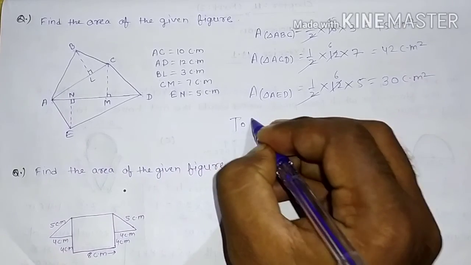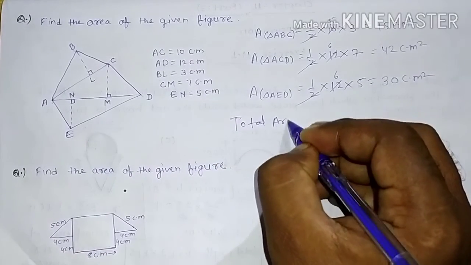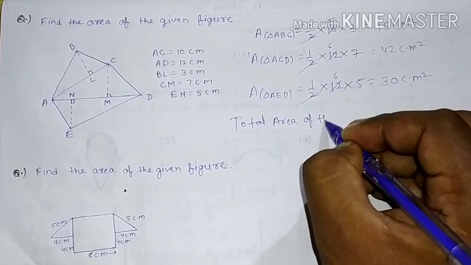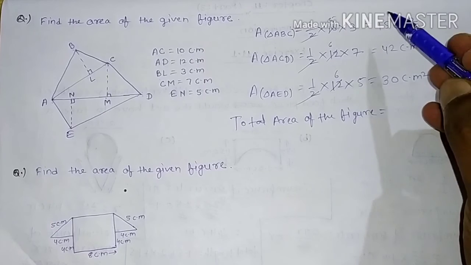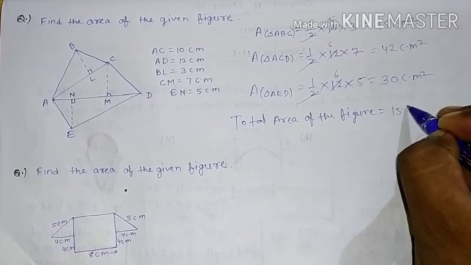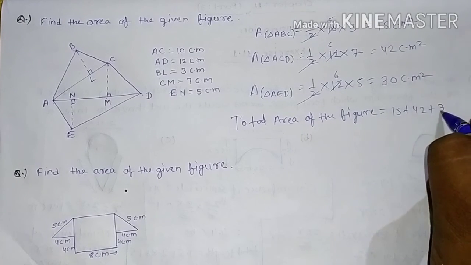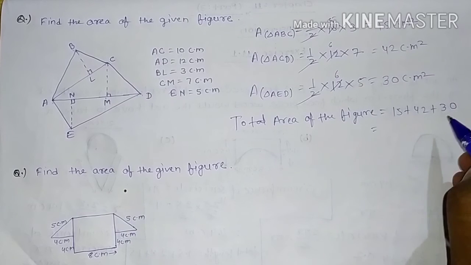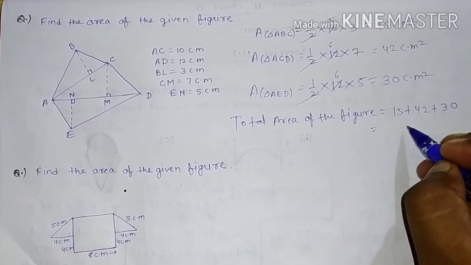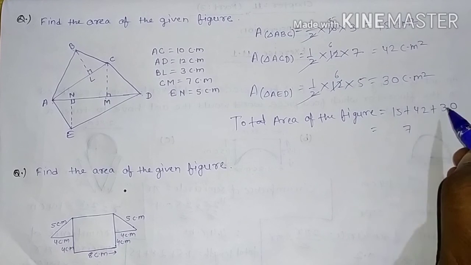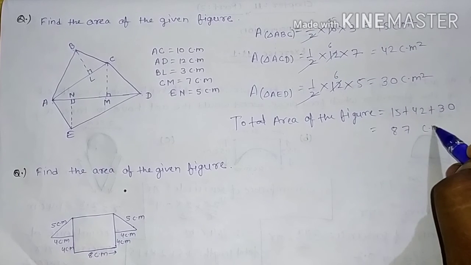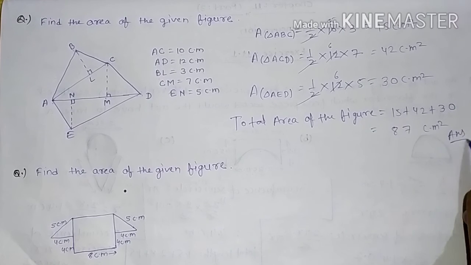Now the total area of the figure equals, just add these three areas, that is 15 plus 42 plus 30. So it will be 5 plus 2, that is 7, 1 plus 4, that is 5, 5 plus 3, that is 8, 87 centimeter square. And this is the answer.